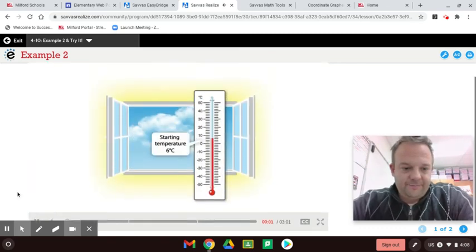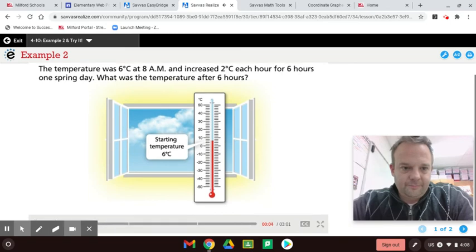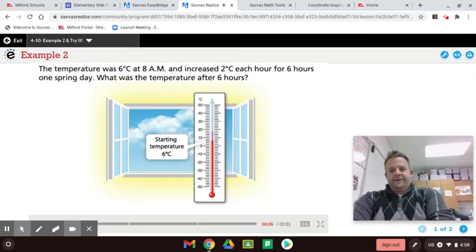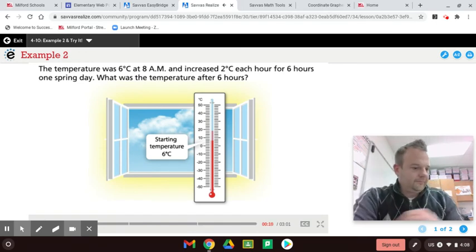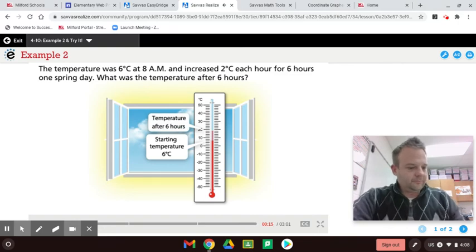The temperature was 6 degrees Celsius at 8 a.m. and increased 2 degrees Celsius each hour for 6 hours one spring day. What was the temperature after 6 hours?